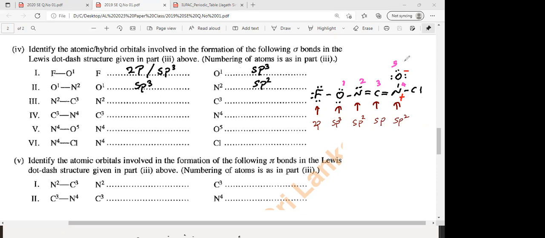O5 will be 2po sp3. Like that you can quickly label this with a pencil or on a separate paper. Then no need to waste time again. Understood? Right, now you can quickly... so I don't need to write this, right? I wrote everything now. Now you can look at this and complete the answers.